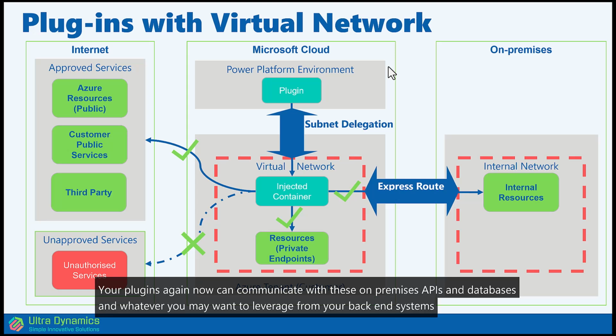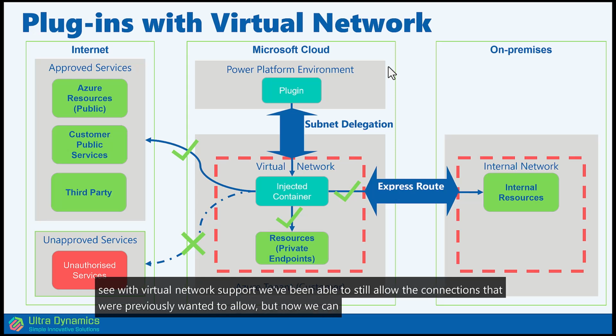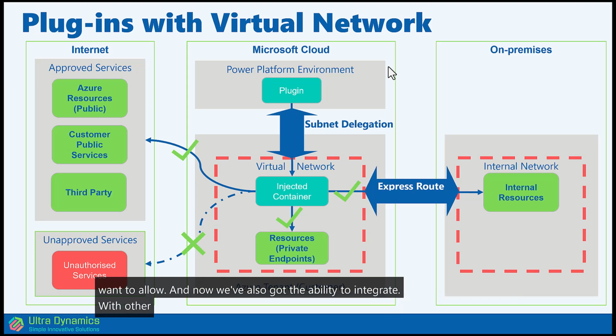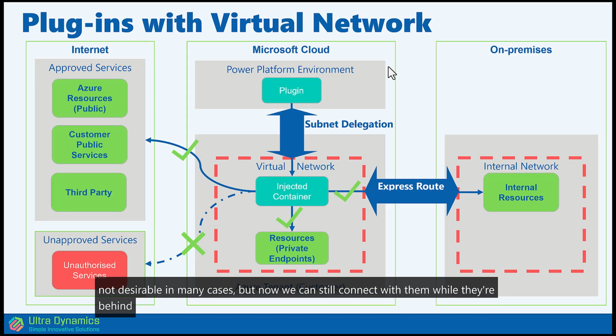So as you can see, with virtual network support, we've been able to still allow the connections that we previously wanted to allow, but now we can deny the connections that we don't want to allow. And now we've also got the ability to integrate with other resources that otherwise we would have to make public, which is not desirable in many cases, but now we can still connect to them while they're behind private endpoints and also remain within our internal network.